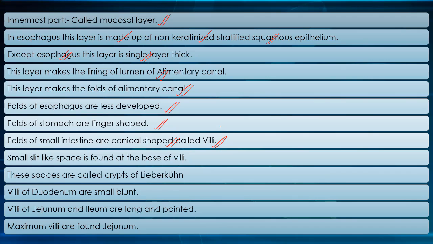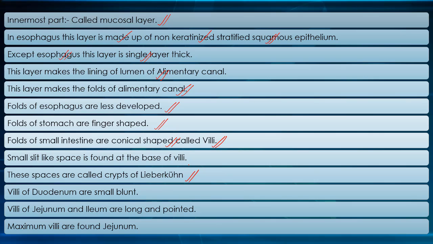Villi. There is a small slit-like space found at the base of the villi. These spaces are called crypts of Lieberkühn, as I have shown in the figure. You can relate to the figure as well. The innermost layer is the mucosal layer.